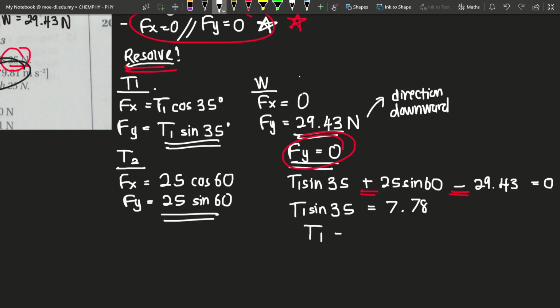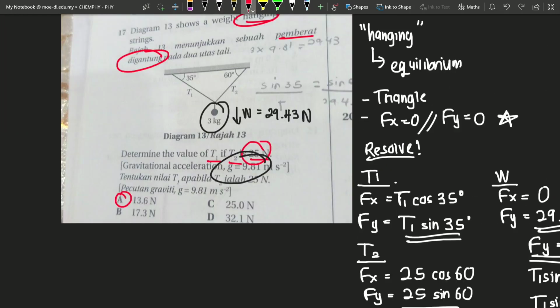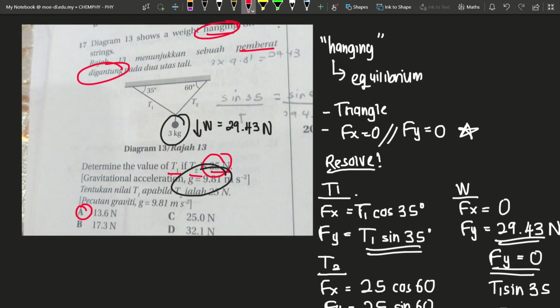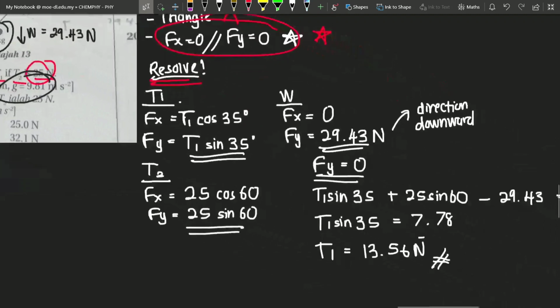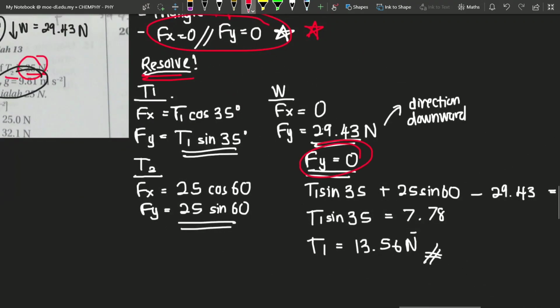So to get T1, which is what the question asks, you guys will use 7.78 divide by sine 35. So you will get T1 equal to 13.56 Newton. Remember, for equilibrium state, you guys can either use triangle of force or Fx or Fy equal to 0. To use Fx equal to 0 or Fy equal to 0, you must make sure you resolve all the forces and then you total up everything equal to 0. When you want to total up everything, make sure you be careful with symbol plus or minus. That's all.